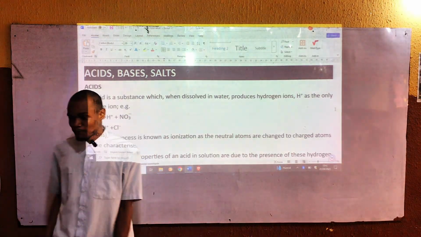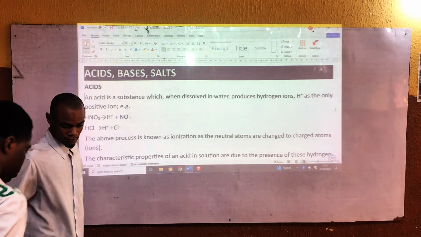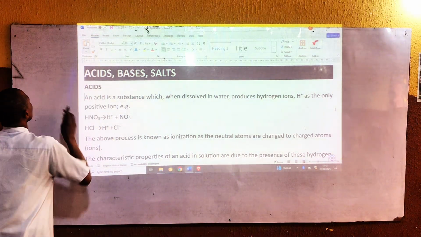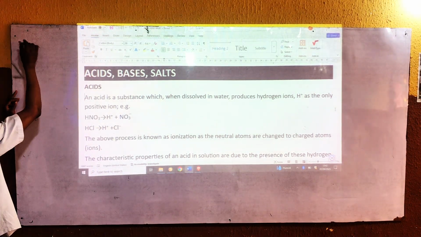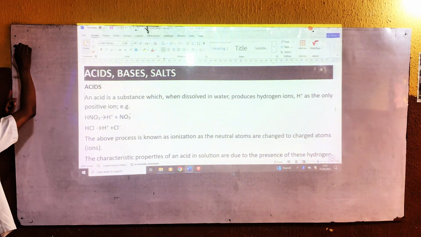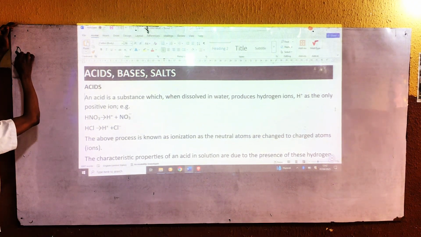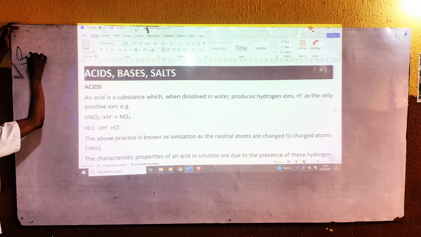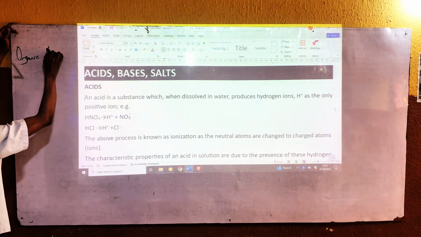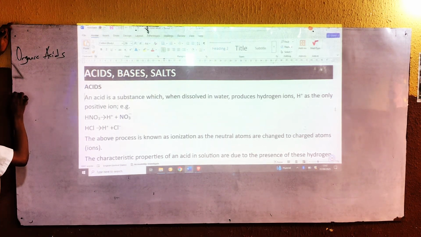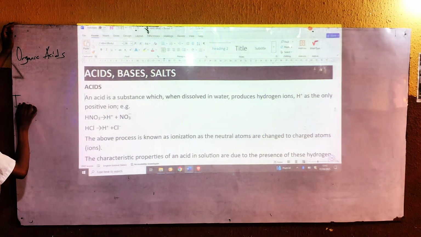We are looking at acids, bases, and salts. Before we look into the definition and so on, you can classify acids into organic acids and inorganic acids.